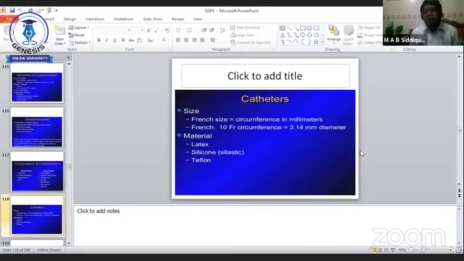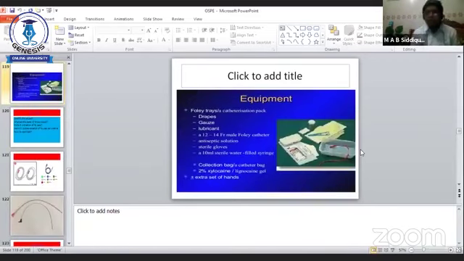So the catheter size is in the French size, and the circumference in millimeter. The French 10 FR circumference is equal to 3.14 millimeter diameter. So material may be latex and silicone or Teflon. So equipment of catheterization is very important.